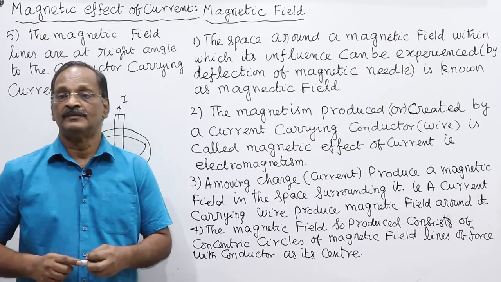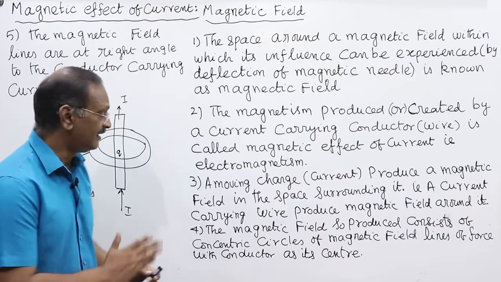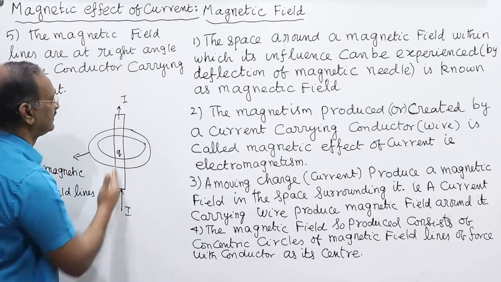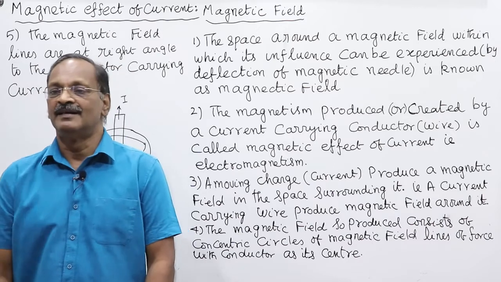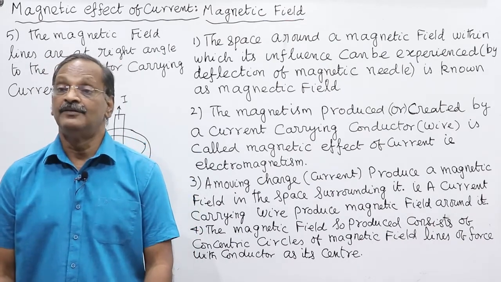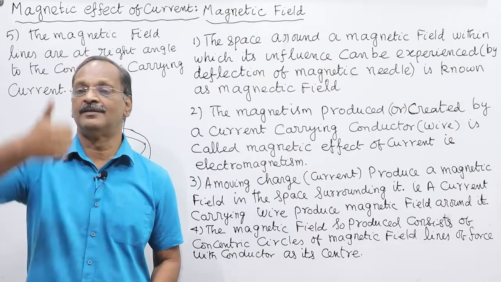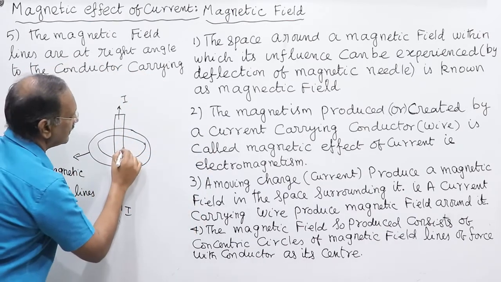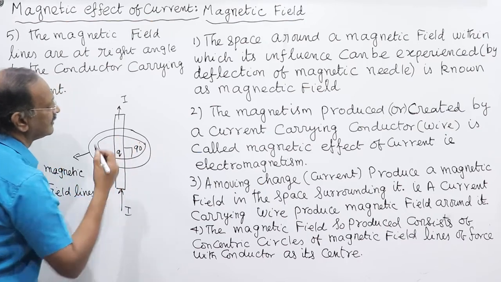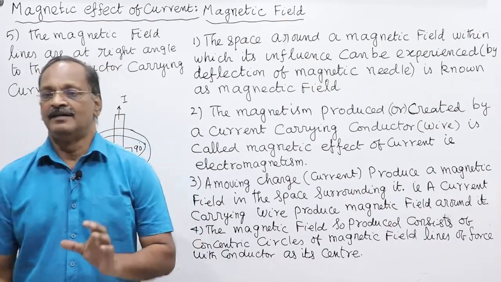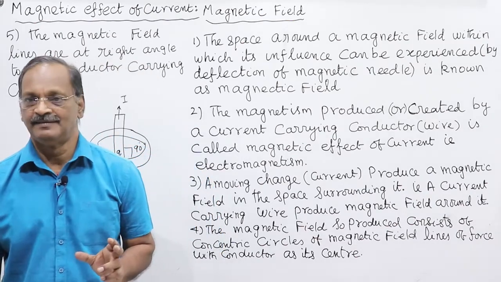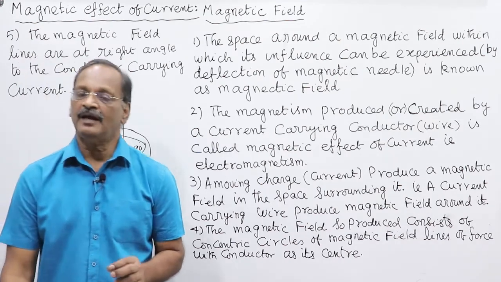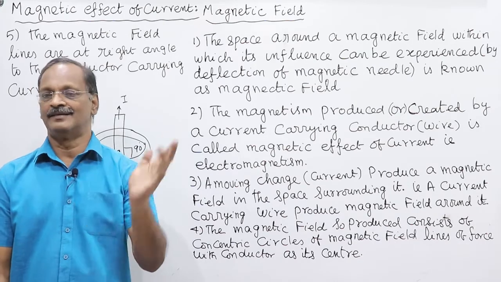Magnetic field lines with the conductor at its center. The magnetic field lines will be in the form of concentric circles with the conductor at the center of the circular magnetic field lines, and the magnetic field produced will be at right angle to the conductor. This is the conductor, the magnetic field is produced like this. It means the angle between these magnetic field lines and the conductor is 90 degrees, that is right angle. So the magnetic field consists of concentric circles of magnetic field lines at right angle with the conductor, and the conductor being the center of the concentric circles.